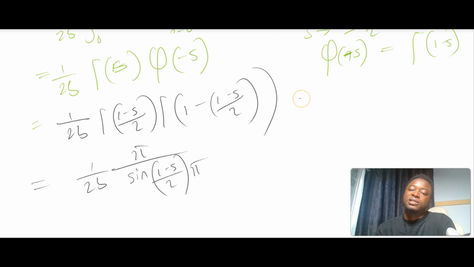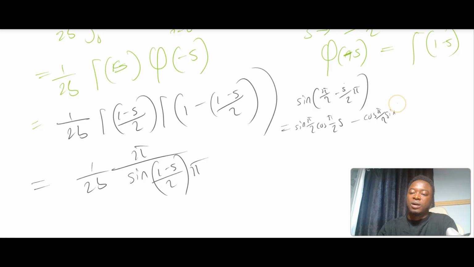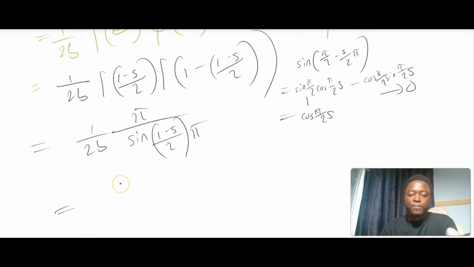Now, this bottom part is sine of pi over 2 minus s over 2 pi. So this will be sine of pi over 2 times cosine of pi over 2s, and then minus cosine of pi over 2 times sine of pi over 2s. So this is 0, so this will be 1 times this, which is cosine of pi over 2s. So you have pi over 2b times 1 over cosine of pi over 2s.